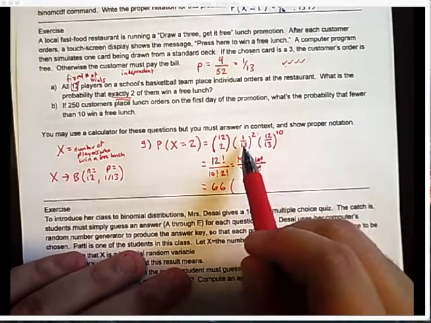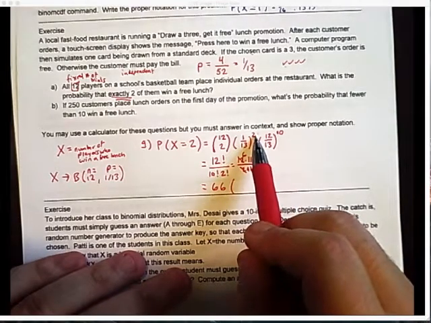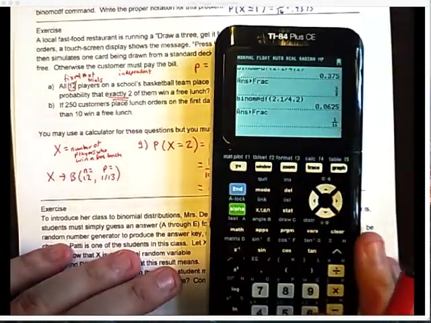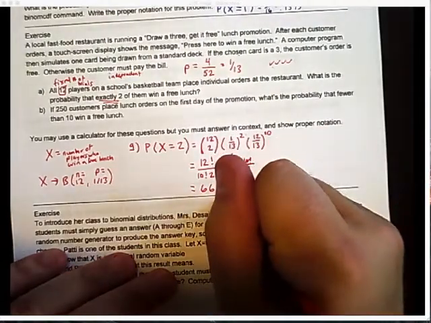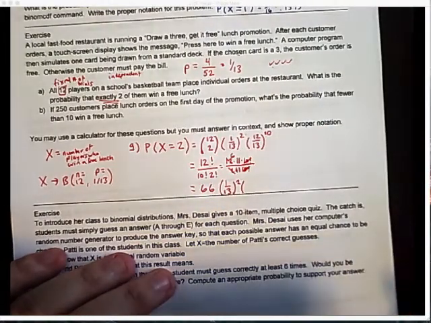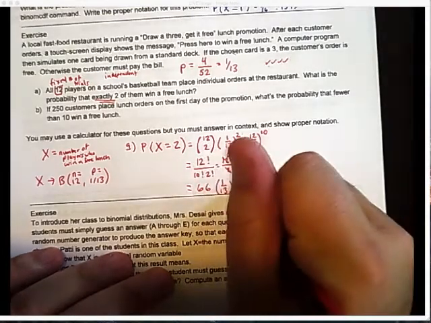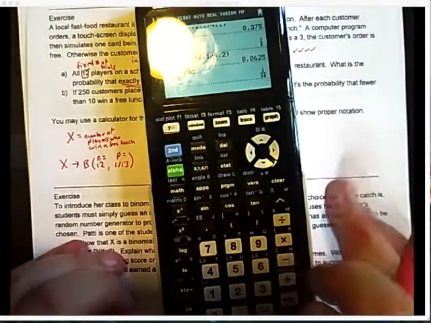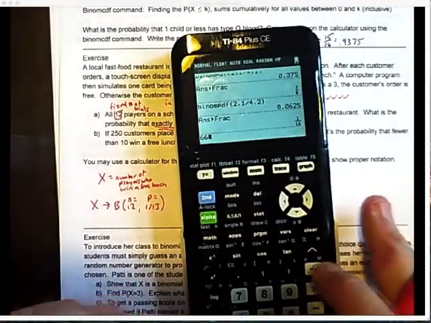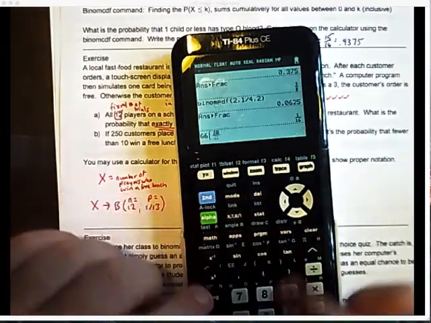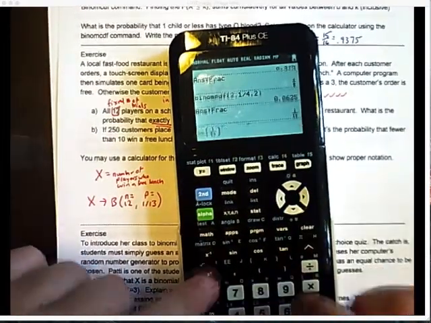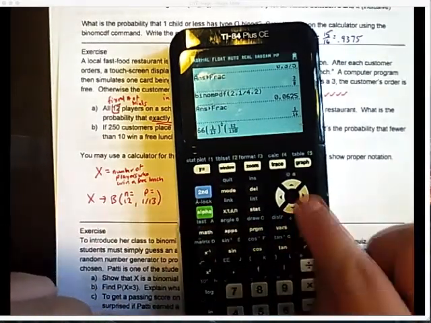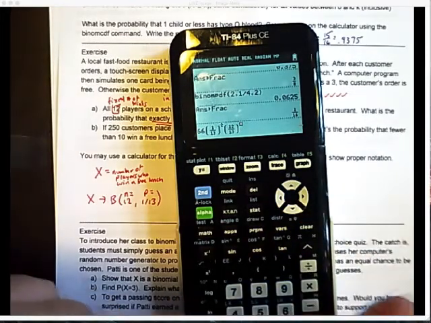Now, what is 1/13 squared? Well, let's just do that in the calculator. So let's just kind of go from here and figure out what the number is going to be. So I have 66 times 1/13 squared times 12/13 to the 10th power. So I have 66 times 1/13 squared times 12/13 to the 10th power.